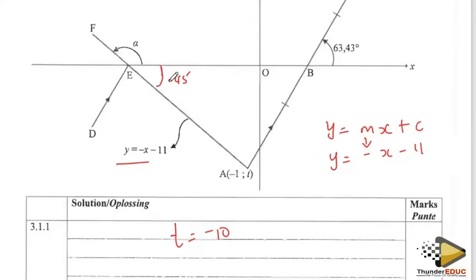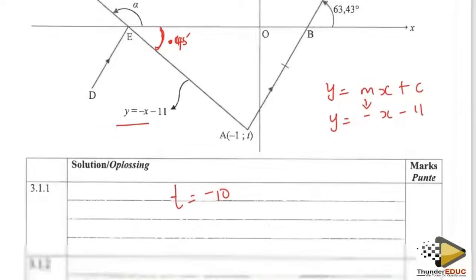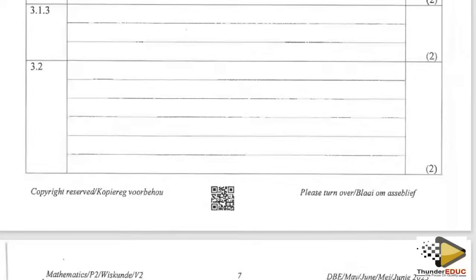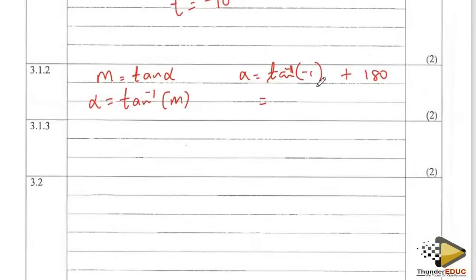Negative, but that is a 45 down. Since angles are on a straight line, I must just add 180 or subtract from 180. So that's negative 45 plus 180, and then I get 135 degrees. So that is my alpha.